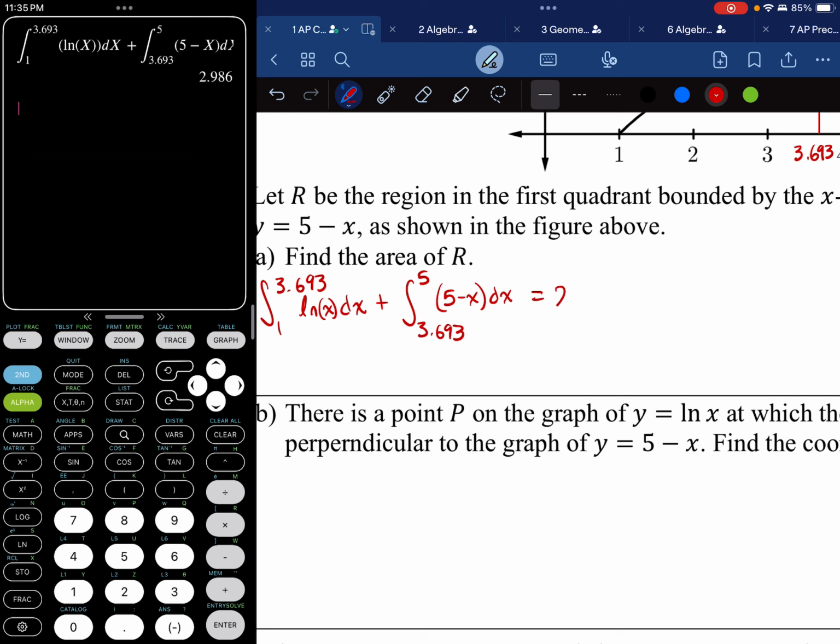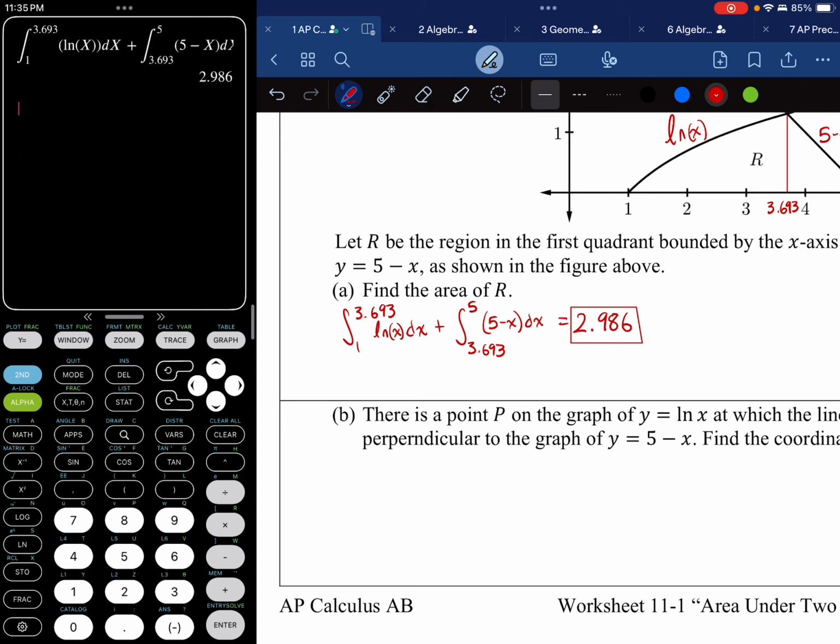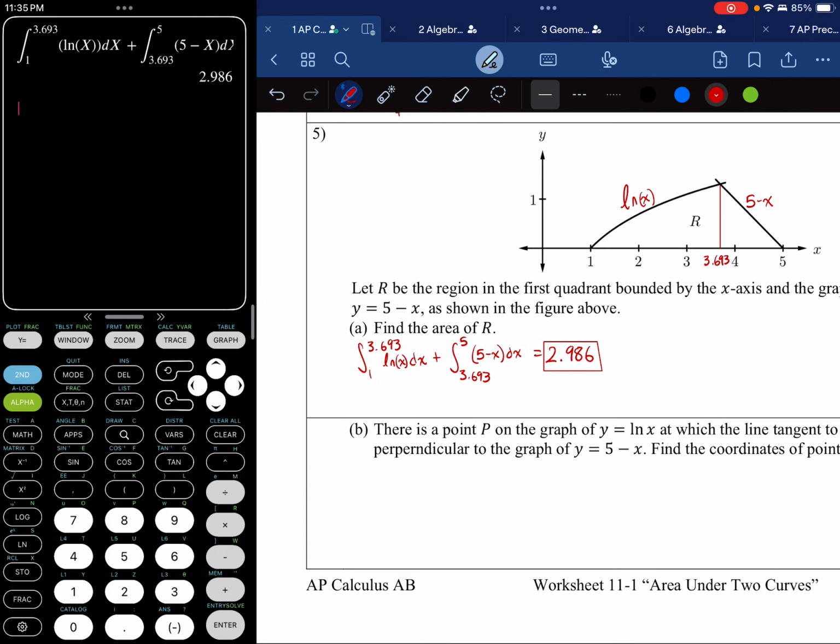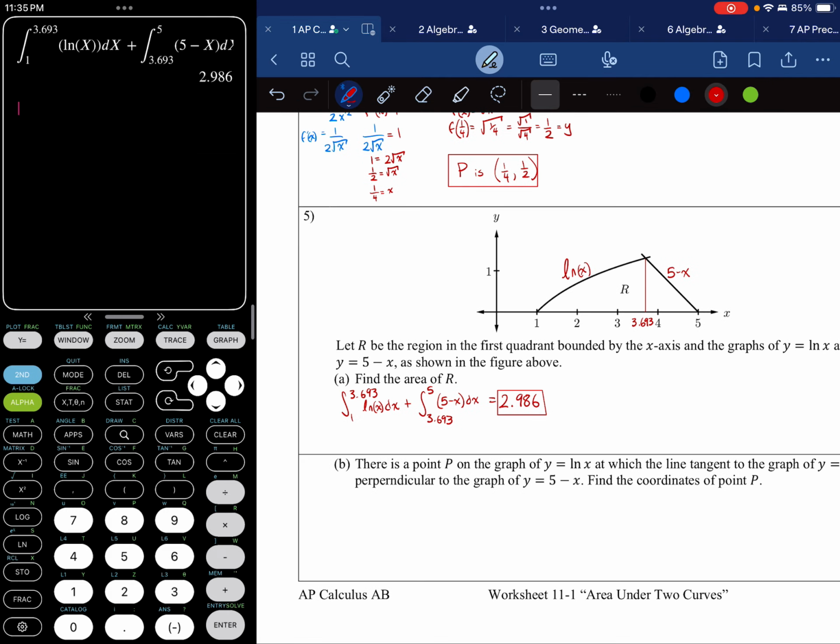2.986. So I get 2.986. Nice. All right, moving on to part B. We still have a calculator though. All right, okay, it's the same type of thing.